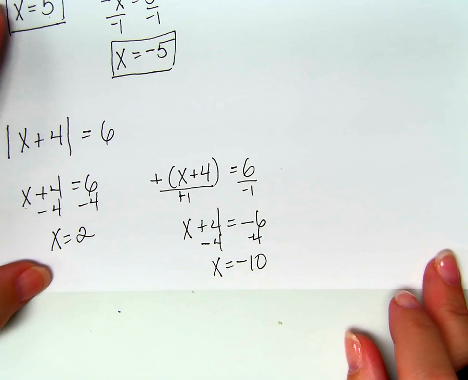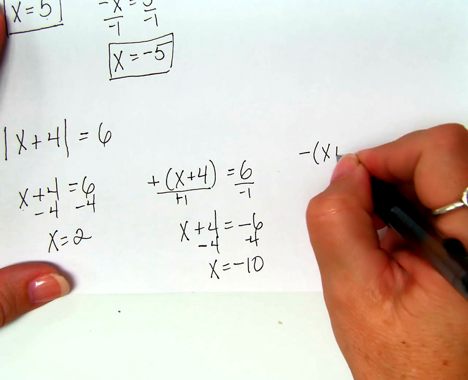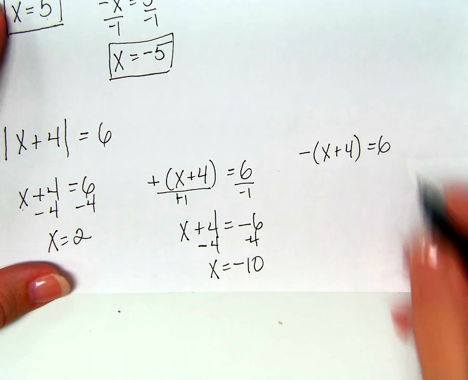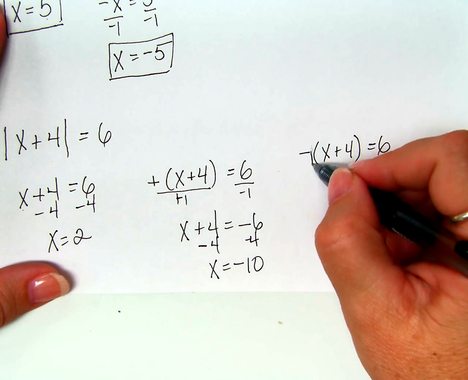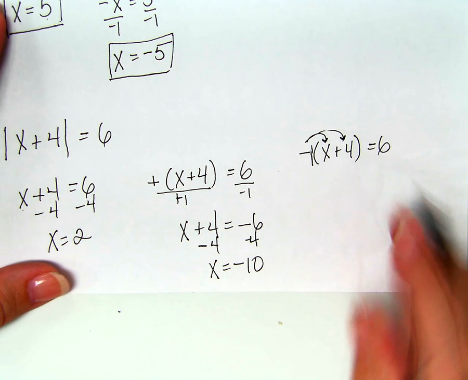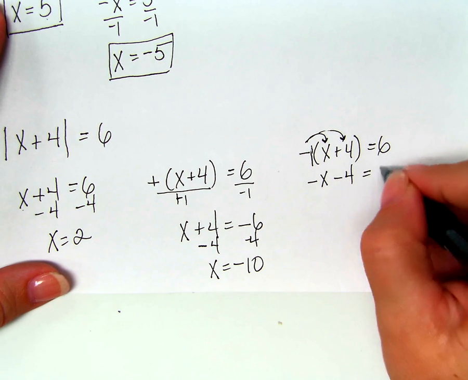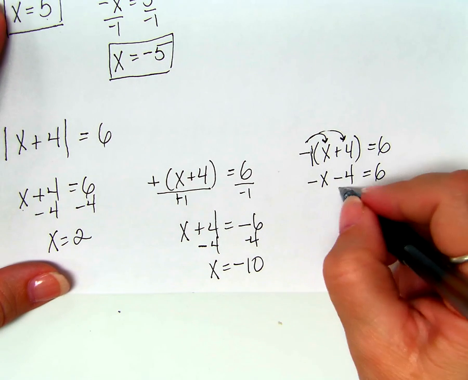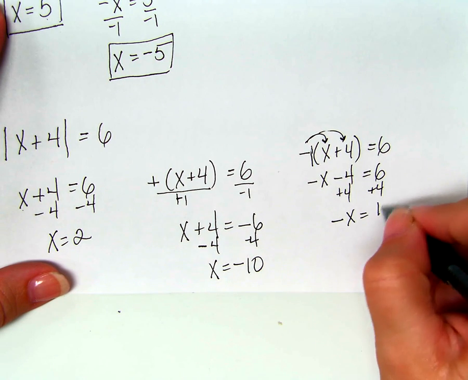So let me show the other way that we could do. Okay? What we had here was negative times x plus 4 equals 6, right? I could think about this being a -1, couldn't I? And I could distribute that to each term inside the parentheses, which would give me -x minus 4 equals 6. I could add 4 to both sides, which would give me -x equals 10.